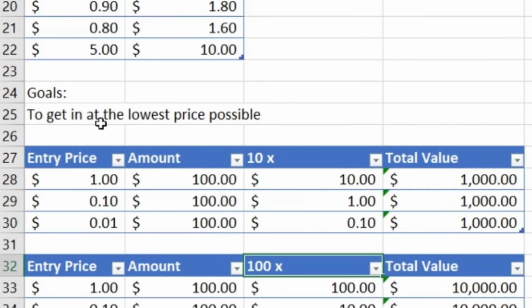The goal is to get in at the lowest price possible. Now, to put this into perspective, can you imagine the amount of money the people who bought Bitcoin when it was a couple of cents are worth right now, when it's way over $50,000?